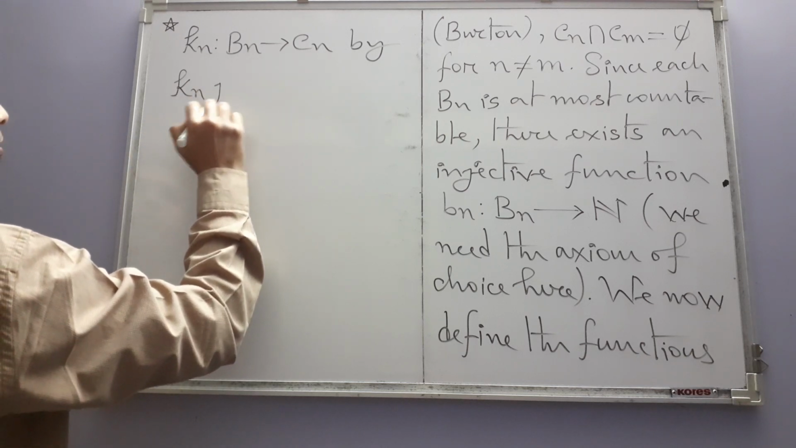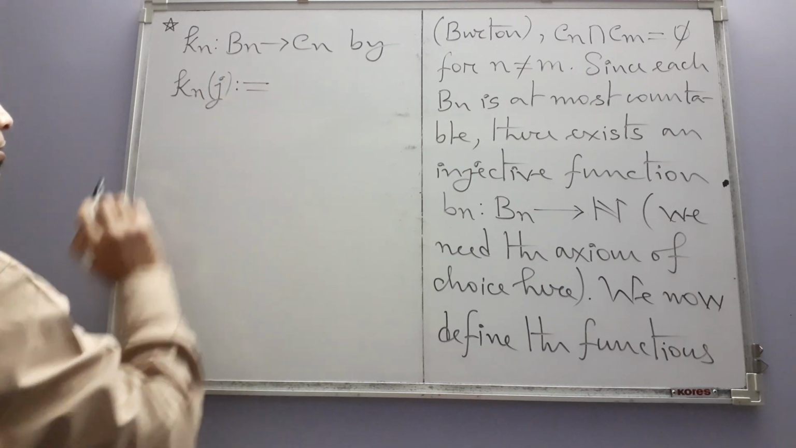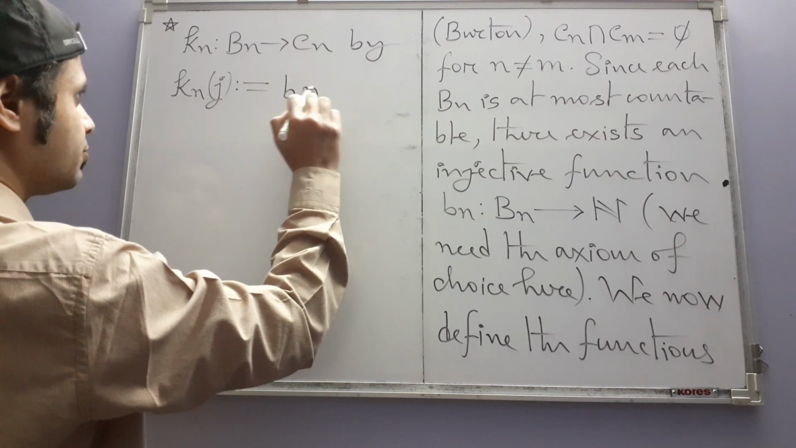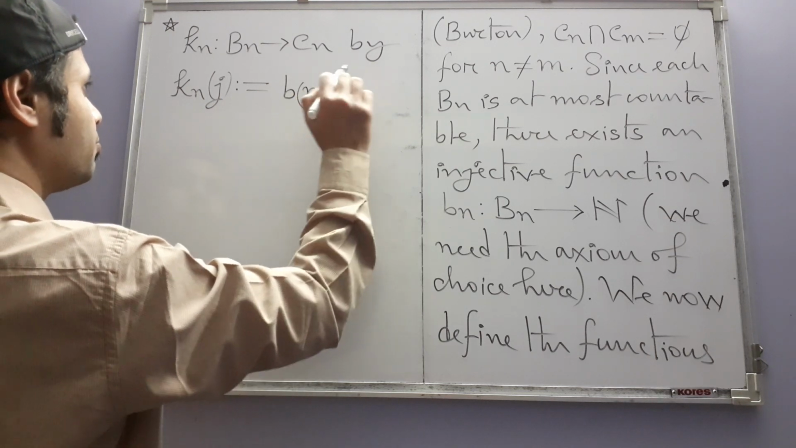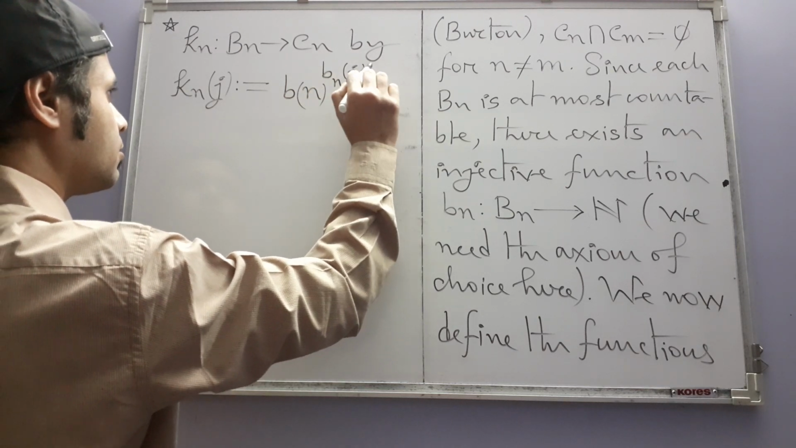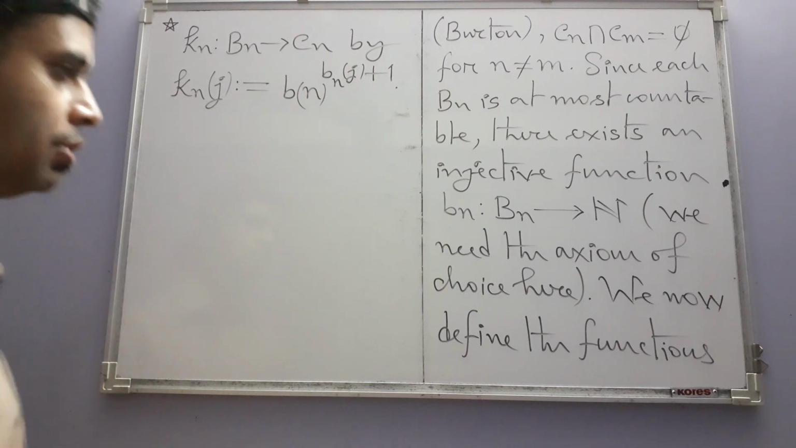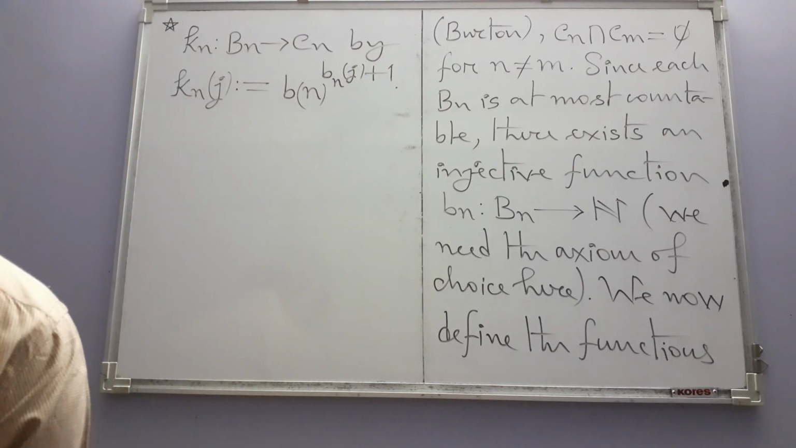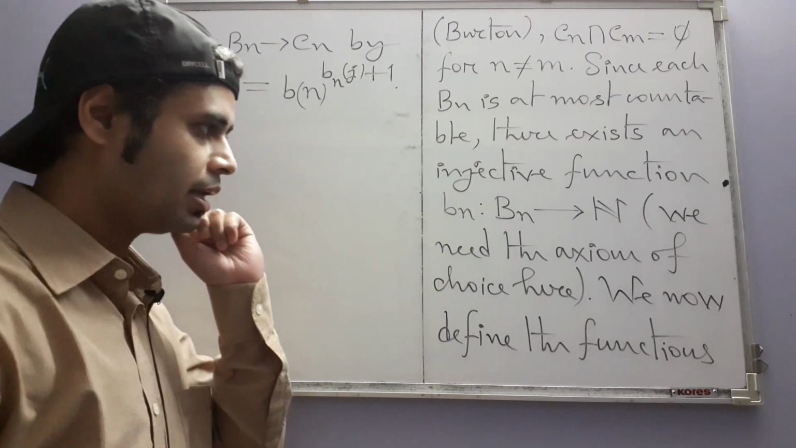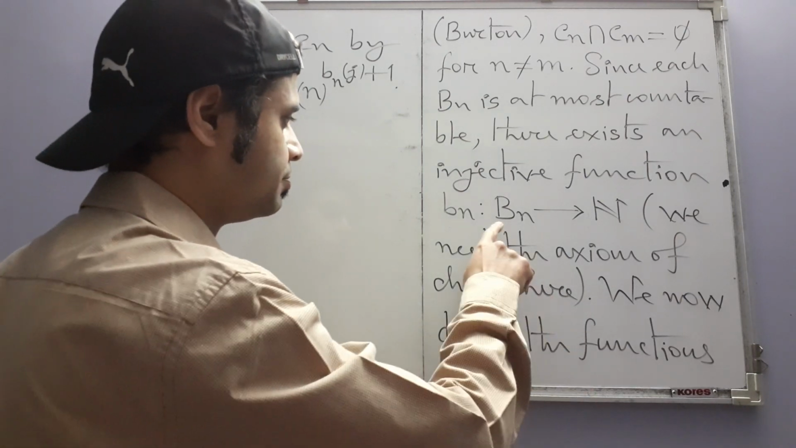Kn of j is defined to be equal to B of n to the power fn of j, plus 1. Okay, we now need to understand how these functions Kn are well defined. Do they make sense? Let us try to see.